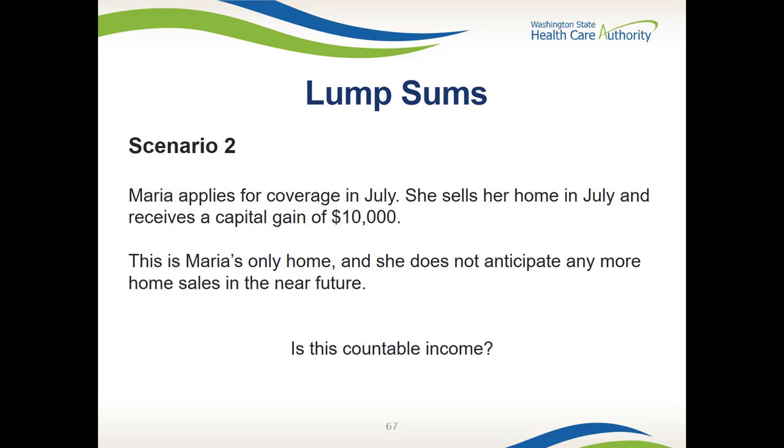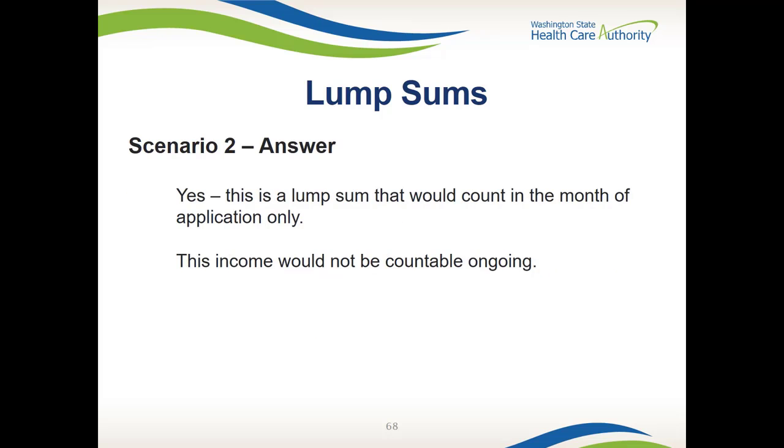Scenario 2. Maria applies for coverage in July. She sells her home in July and receives a capital gain of $10,000. This is Maria's only home, and she does not anticipate any more home sales in the near future. Is this countable income? Yes, this is countable income for the month of application only. This lump sum would not be countable ongoing.